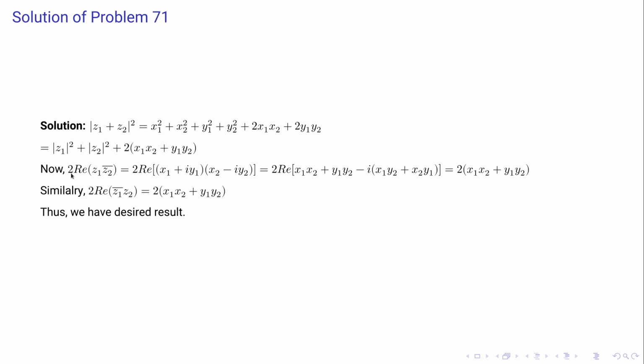Now we look at 2 real of Z1 Z2 bar, which will be equal to 2 real of x1 plus iy1 into x2 minus iy2. So this becomes x1 x2 plus y1 y2 minus i into x1 y2 minus x2 y1. So the real part would be x1 x2 plus y1 y2, and we have 2 from here. So this is equal to this much. Similarly, we can prove that 2 real of Z1 bar Z2 is equal to 2 into x1 x2 plus y1 y2, and thus we have proven the desired result.